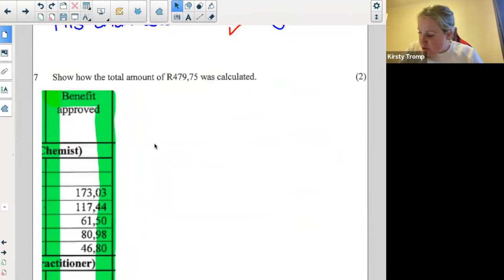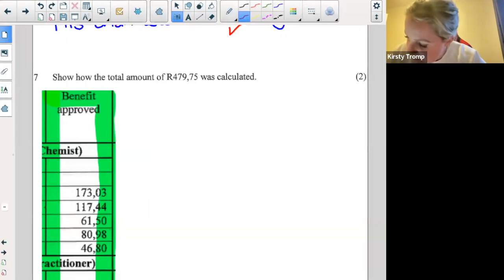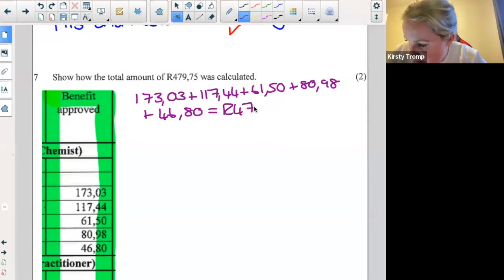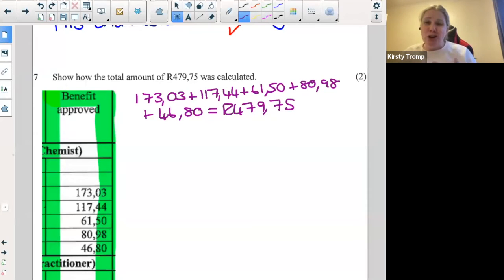All right, so we're going to say 173 Rand 03 plus 117,44 plus 61 Rand 50 plus 80,98 plus 46 Rand 80 will give me 479 Rand 75. Do you need to do it in columns? No. Do you need to literally print out your calculator? No. You just need to show them that they added those figures together.